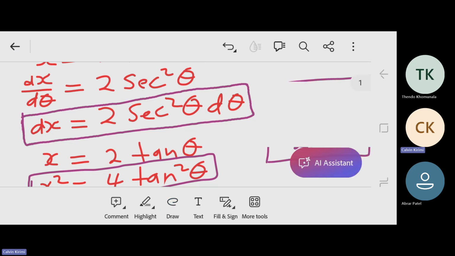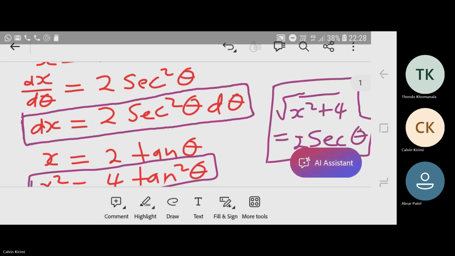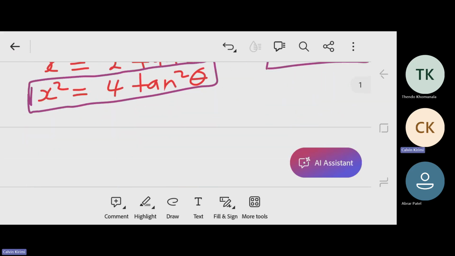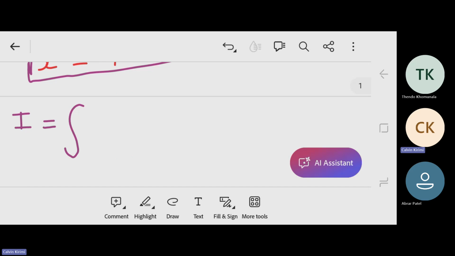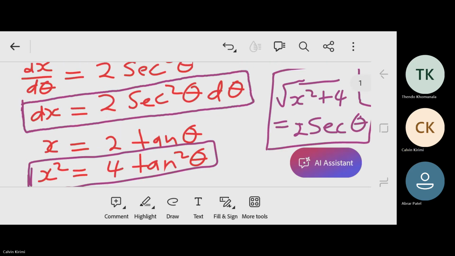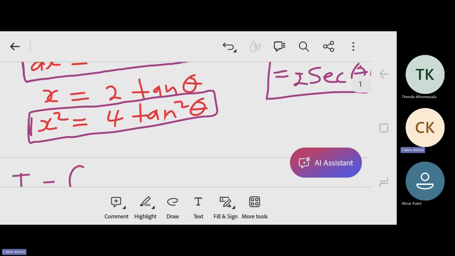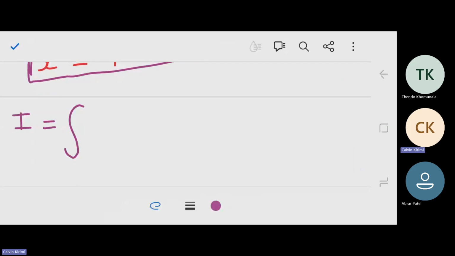So it's now a matter of finding out what I is equal to. Where there is I, our I is equal to the integral. Where there's dx, instead of putting dx, now I'm putting 2 secant squared theta d theta. That's what I'm going to put there. Now I'll put 2 secant squared theta.